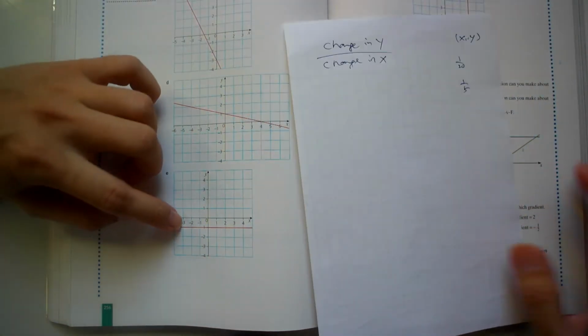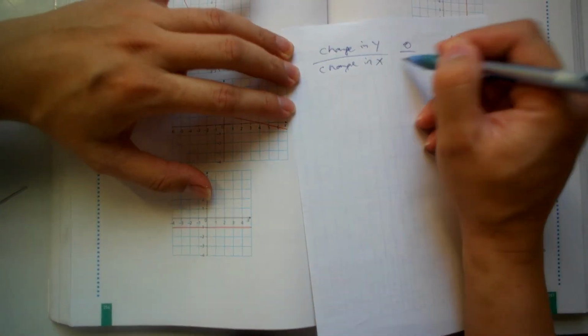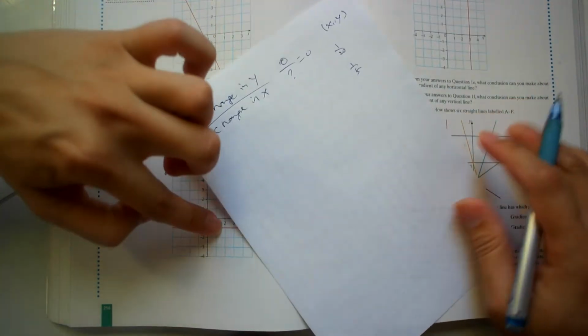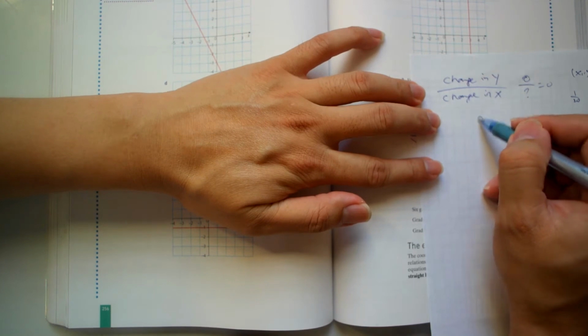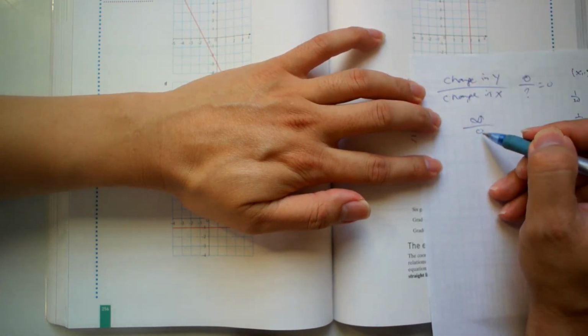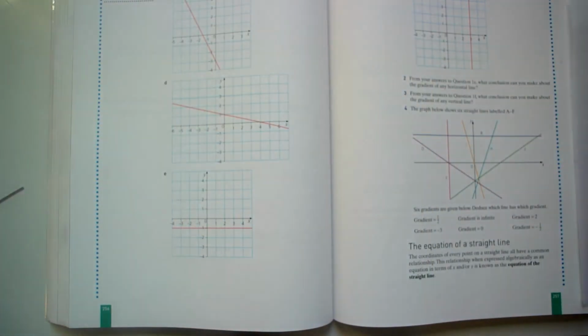If the change in y has nothing, that means it's 0. But as long as 0 is divided by whatever, we also get 0. That's why the gradient is 0 here. But for this one, the change in y is infinite, but the change in x is 0. So a number divided by 0, that's why we get infinite as our answer, right?